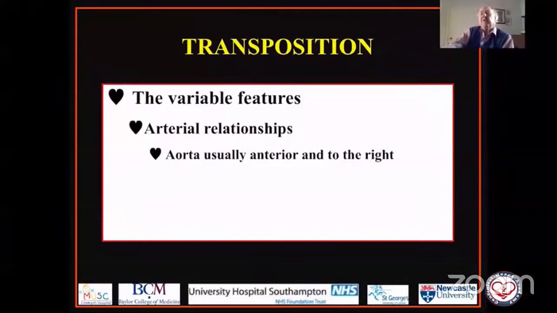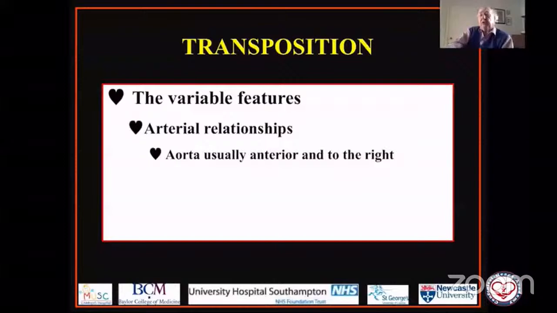But we should not forget that even when we have simple transposition, we can have variation in the arterial relationships. And those variations do not disturb the segmental combinations. So when we consider the arrangement of the aorta relative to the pulmonary trunk, and remember that when we discussed this last week, we made the point that for a long time, people defined transposition on the basis of an anterior aorta. And it is indeed the case.